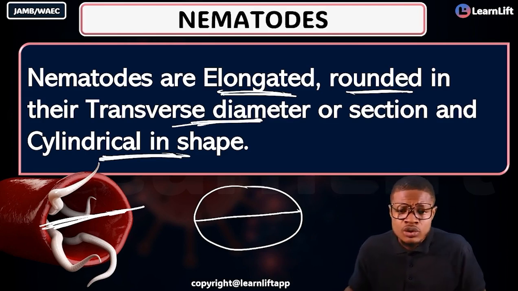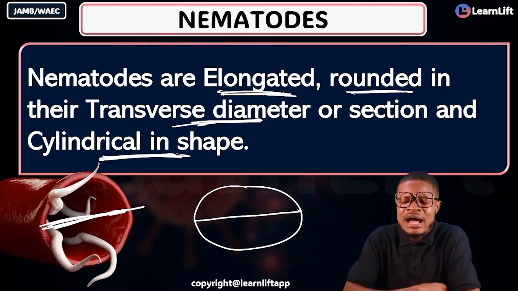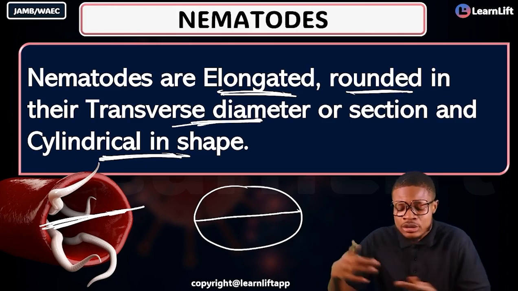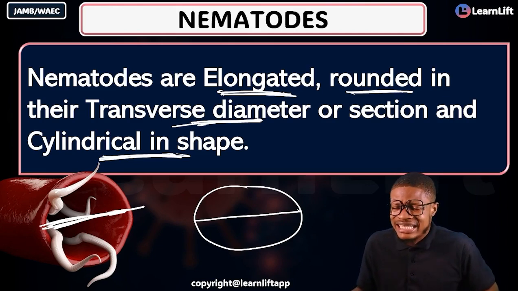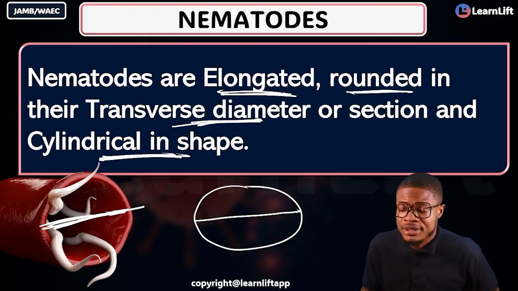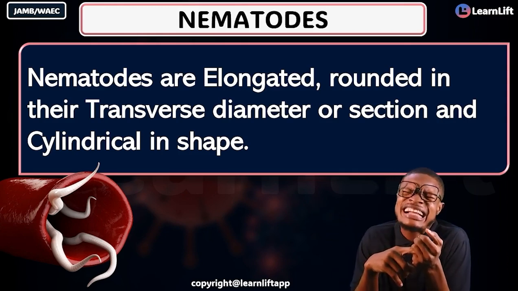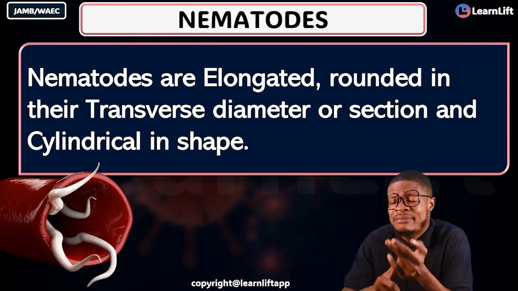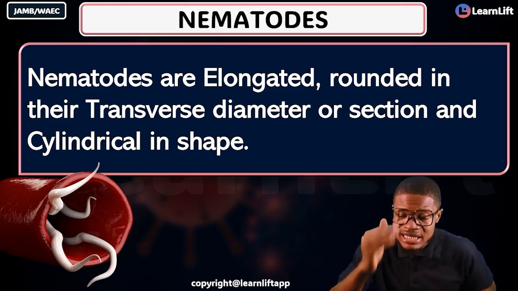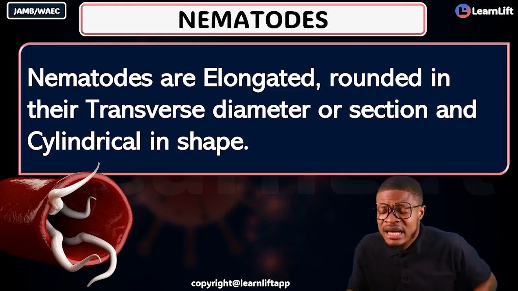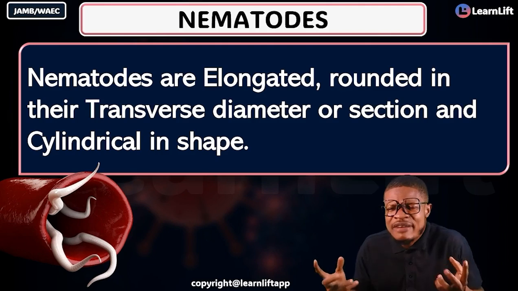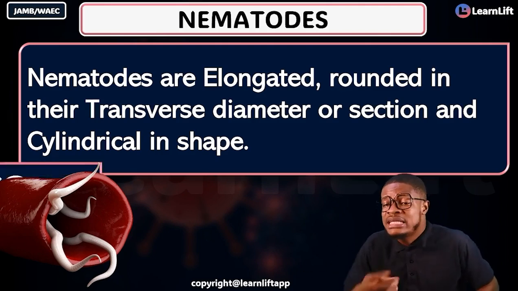These are the 3 things you must hold tight. Nematodes are elongated. Number 2, they are round in their transverse diameter or section. Number 3, they are cylindrical in shape. Close your eyes. So what are nematodes? Elongated, rounded in their transverse diameter or section, and cylindrical in shape. What should I remember so that I'll never forget the definition of nematode?